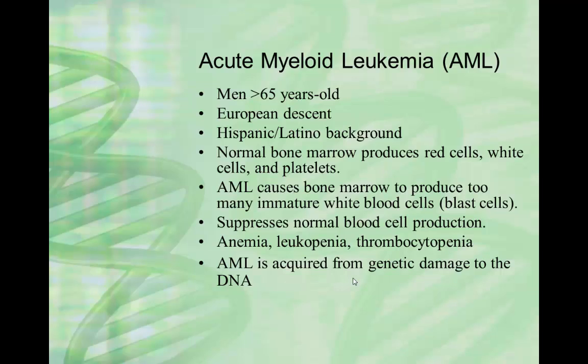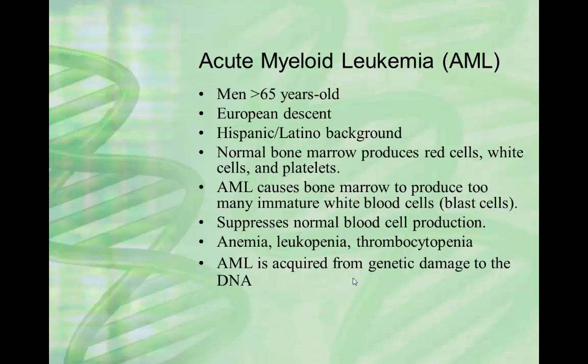It's very common in men more than 65 years old, of European descent, even though it could occur in Hispanic or Latino backgrounds. Often there's no direct cause that can be found. The bone marrow that normally produces red cells, white cells, and platelets is the one that is affected.